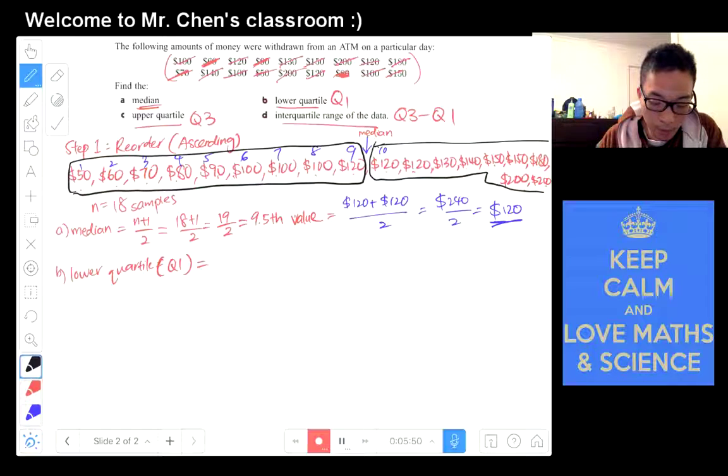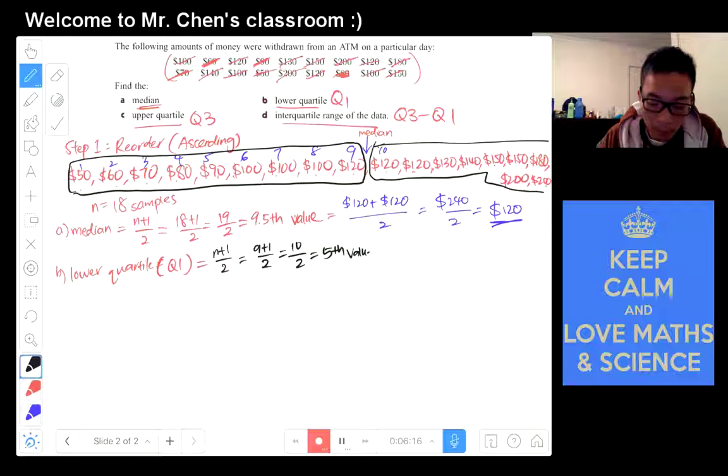So once you got that, you know you have two halves now, and each half has 9 sample size. Again you use n plus 1 divided by 2, because the lower quartile is essentially the median of the lower half, and the upper quartile, which is Q3, is essentially the median of the upper half. So 9 plus 1 divided by 2, which is 10 divided by 2, which is the fifth value. You just count: 1, 2, 3, 4, 5. So the fifth value is your $90.